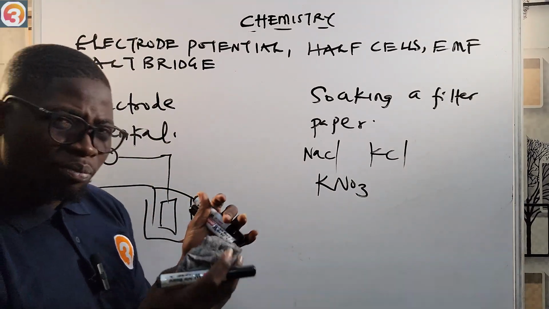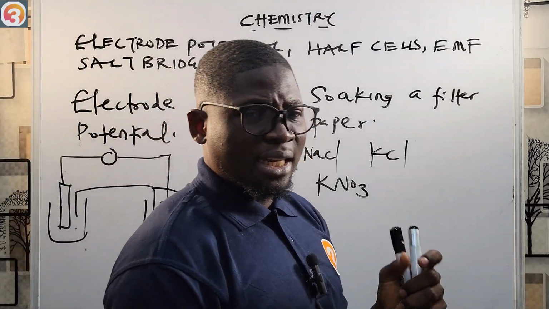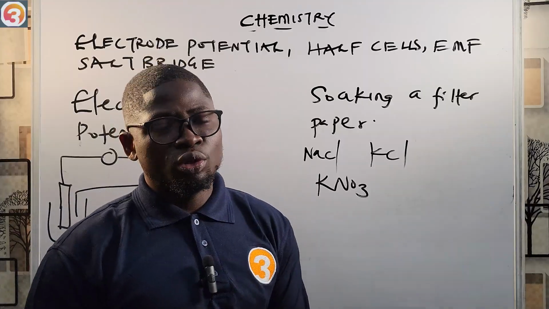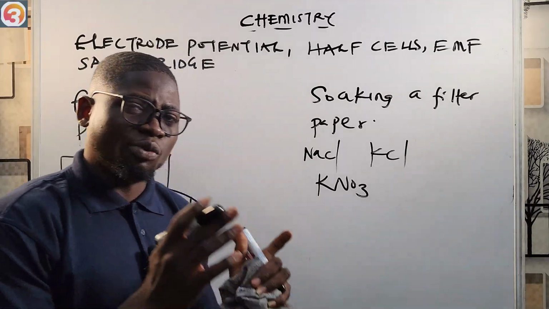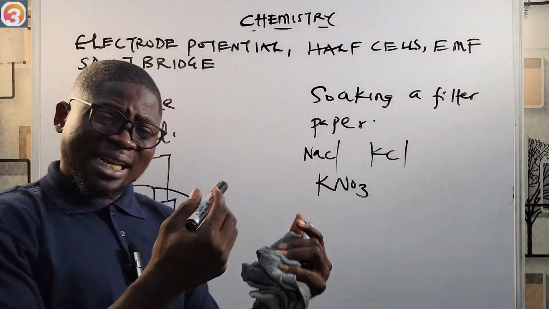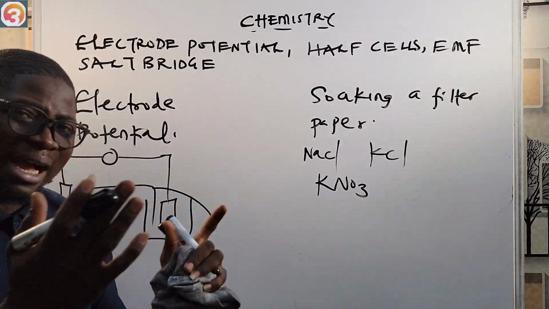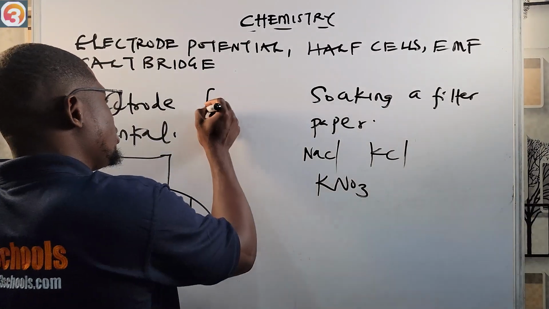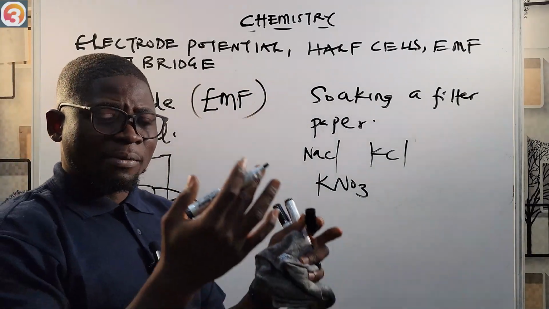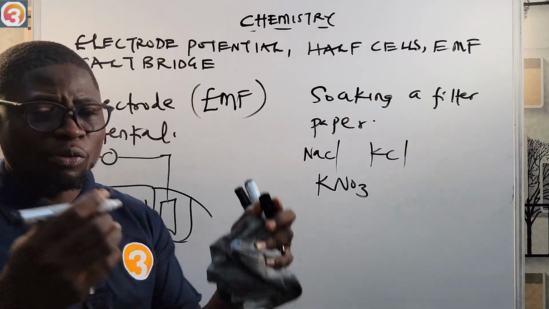Now the salt bridge, what is the usefulness of the salt bridge? The salt bridge is to enable ions to travel from one solution to the other. That is the usefulness of the salt bridge. And then to calculate the EMF of the cell, like I said earlier, the difference between two half cells is called EMF, that is the electrode potential of the cathode and the electrode potential of the anode.